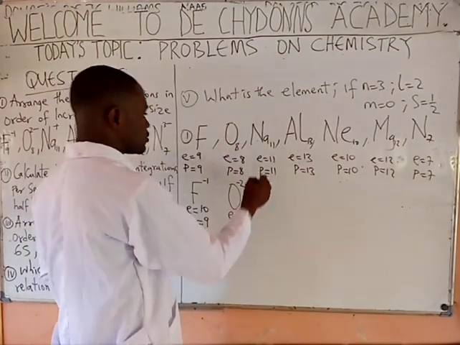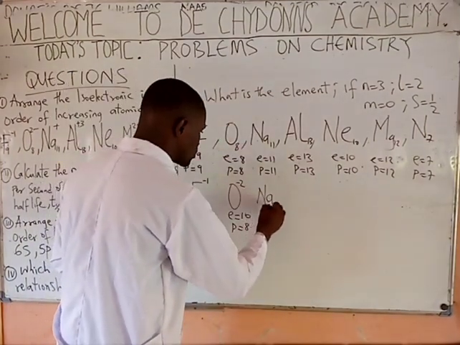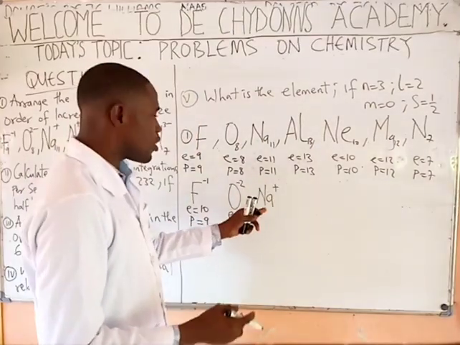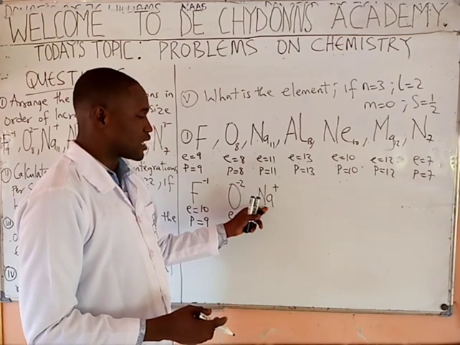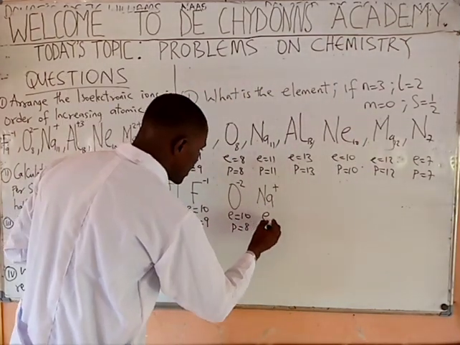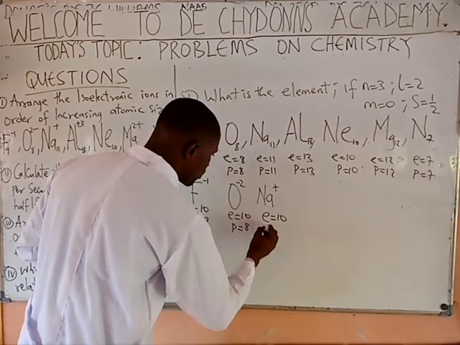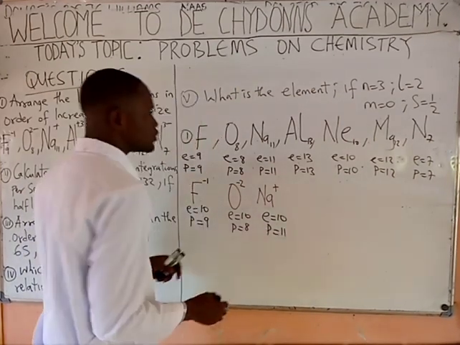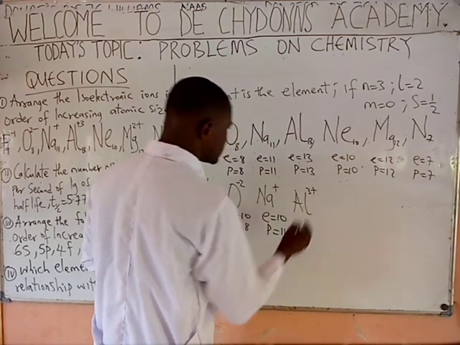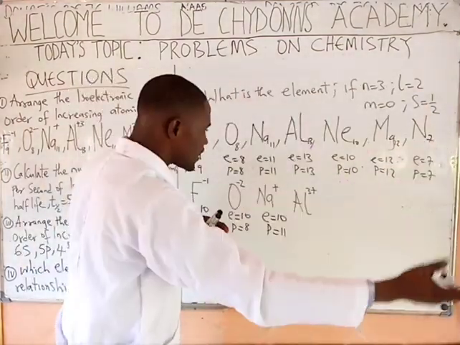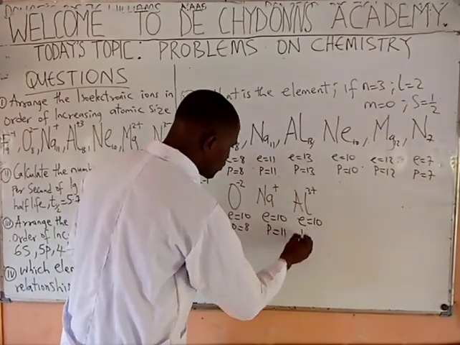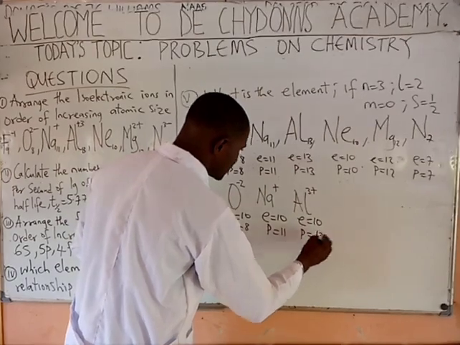Then this one, sodium plus. This is a metal, no more a non-metal, so it will give out its 1 electron, giving electron equal to 10, proton equal to 11. Then this aluminium, they gave us to be this. It simply means it will give out 3 electrons. So if you give out 3 electrons, it will be 10, and the proton will remain 13.